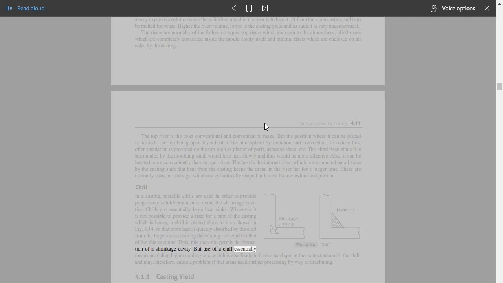But use of a chill essentially means providing higher cooling rate, which is also likely to form a hard spot at the contact area with the chill, and may, therefore, cause a problem if that area needs further processing by way of machining.